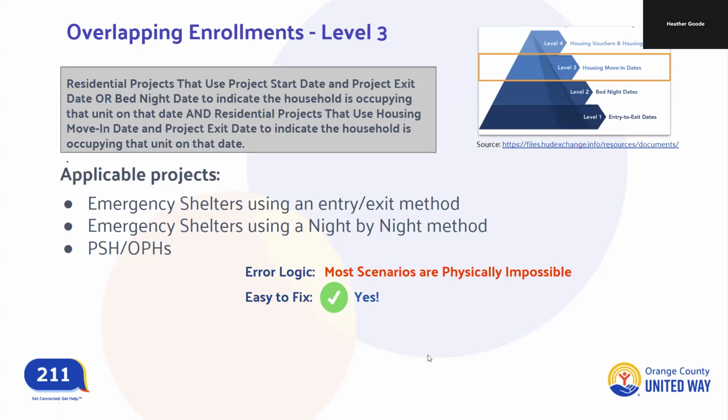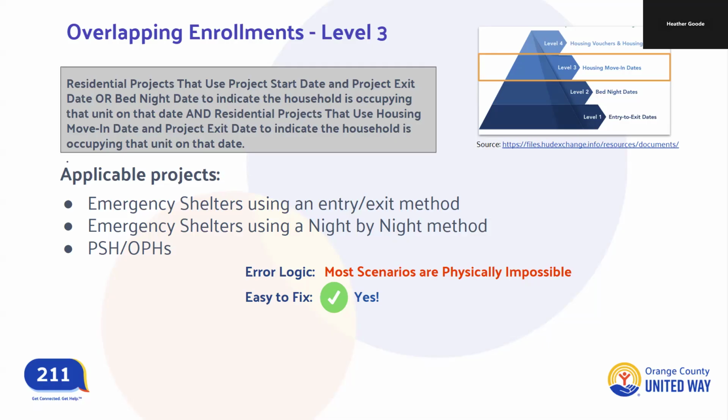So for level 3, these are residential projects that use the project start date and project exit date or the bed night date to indicate that the household is occupying that unit on that date, and residential projects that use the housing move-in date and project exit date to indicate the household is occupying the unit on that date. So these projects are where occupancy in the unit is defined by the housing move-in date rather than the project start date.